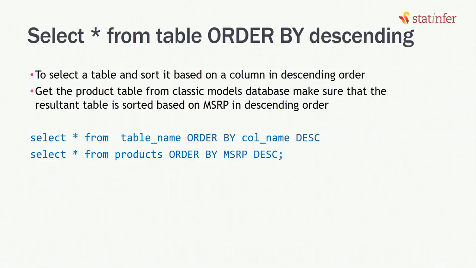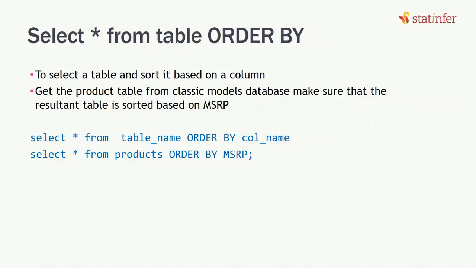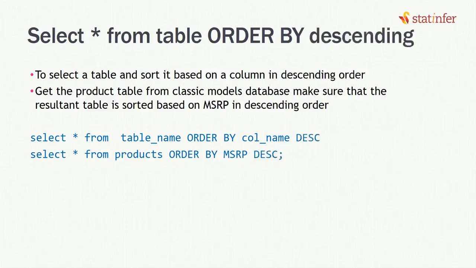As I told you, SQL is very easy, very intuitive. You should get into this mode. Select star from product. This is a structure, and everything else very nicely fits into this one. If you want to sort it, then you write order by MSRP. Ascending is by default. If you want descending, you just put DESC.